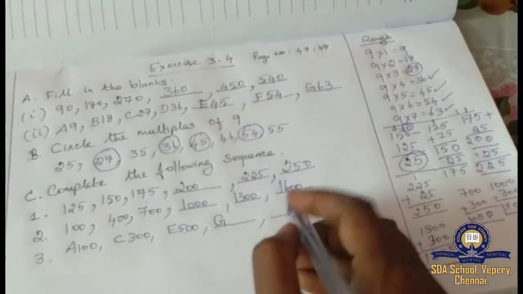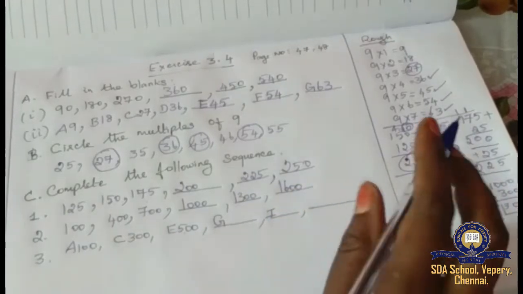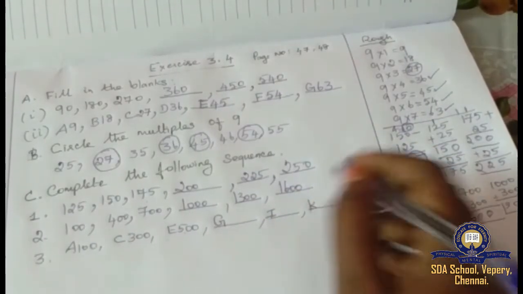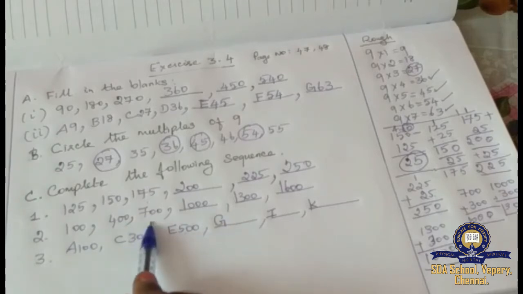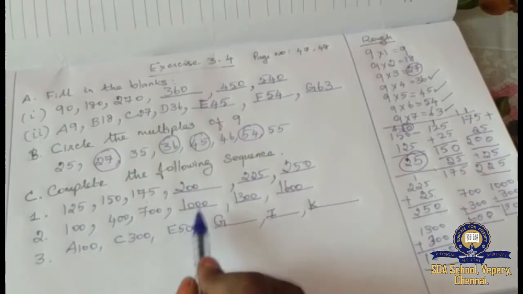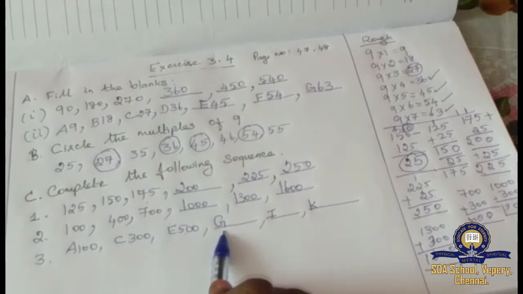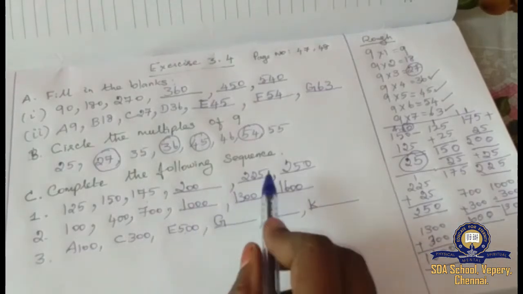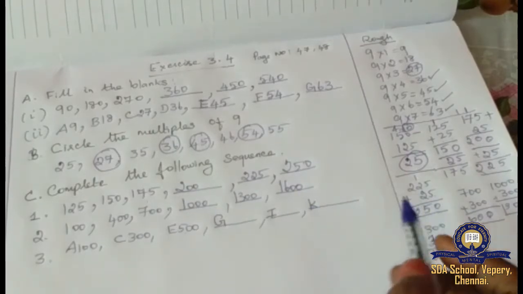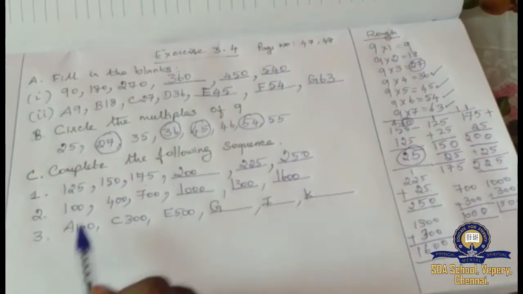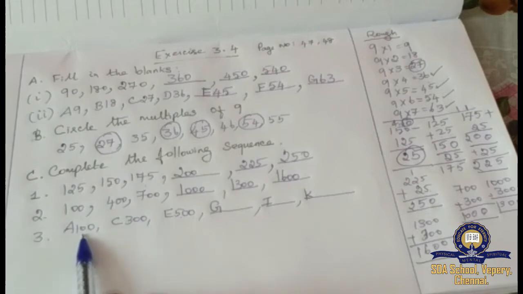H, leave it. I here. J, leave it. K here. Alternatively, A, B is not here. So C, D is not, E and F, leave it. G, put G. H, leave it. Put I. J, leave it. Put K. Alternately, you have to put the alphabet. Okay. Then numbers. The first number is 100.